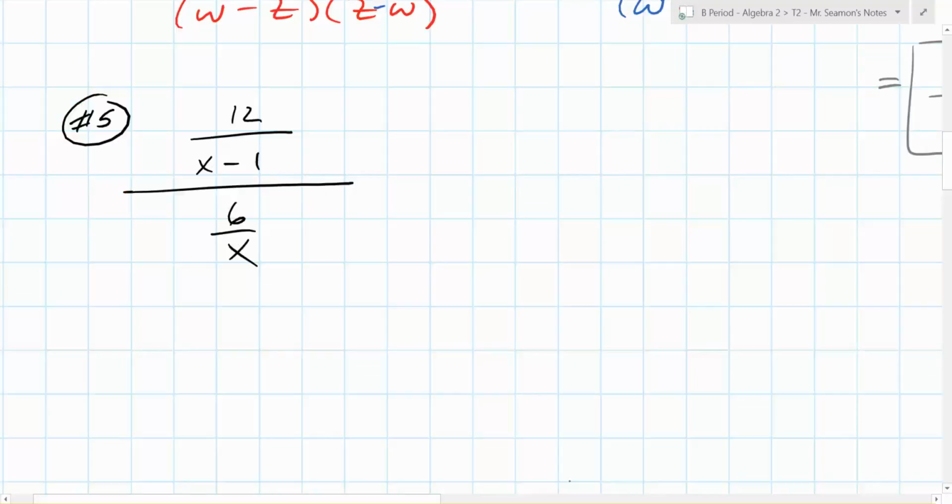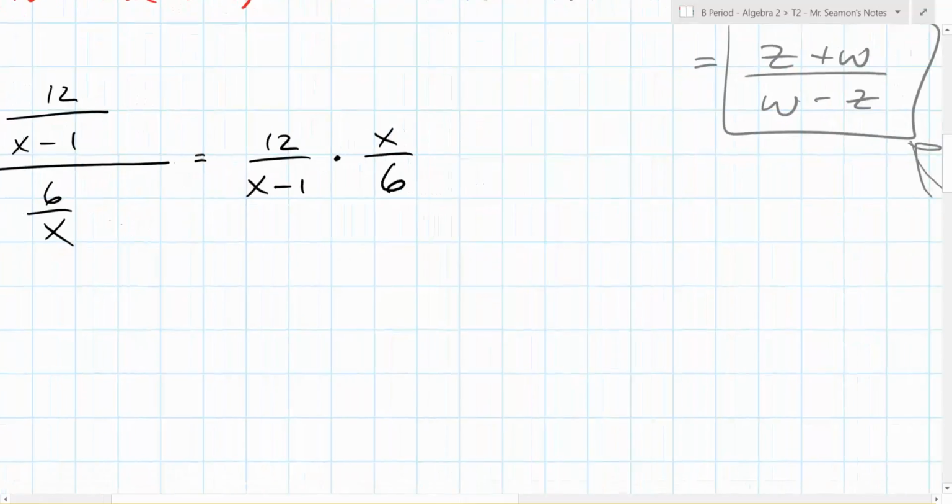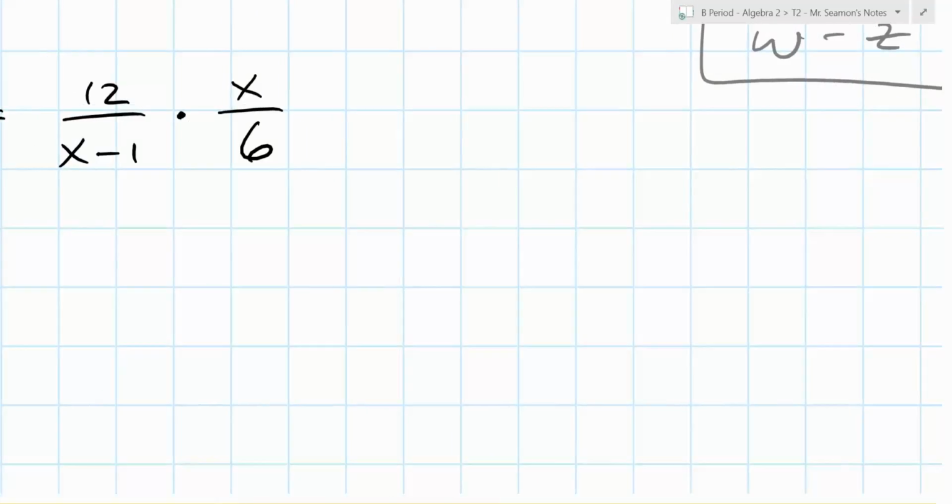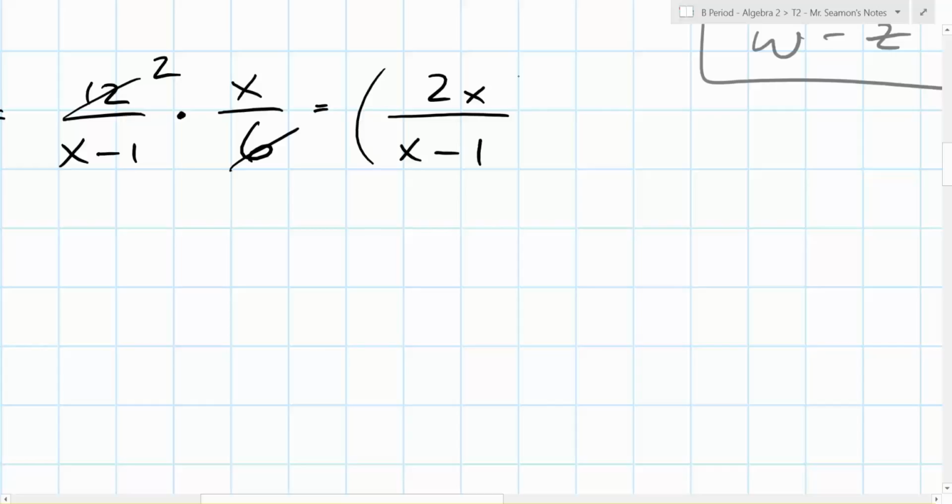Is the numerator as simplified as it can get? Is the denominator as simplified as it can get? So this equals the numerator times the reciprocal of the denominator, which is what? X over 6. What's the only thing that cancels at this point? The 6 and the 12. This and this cancel. What's left up top? 2. So what do you end up with? 2x over... Is there anything you can do at that point?